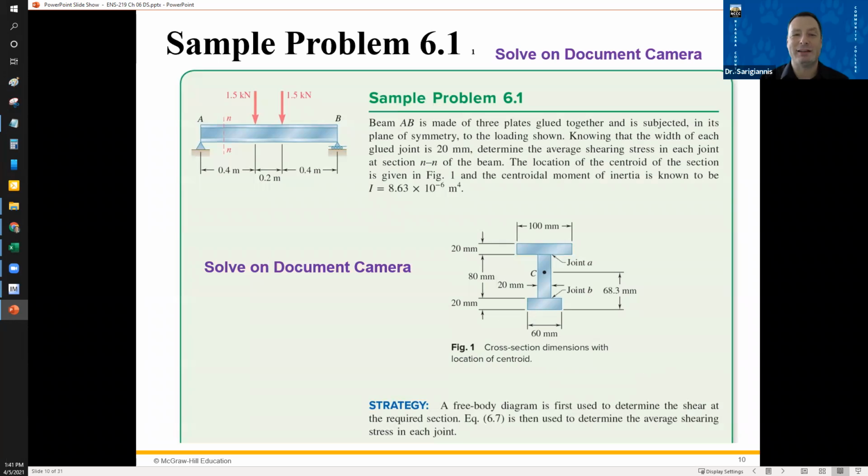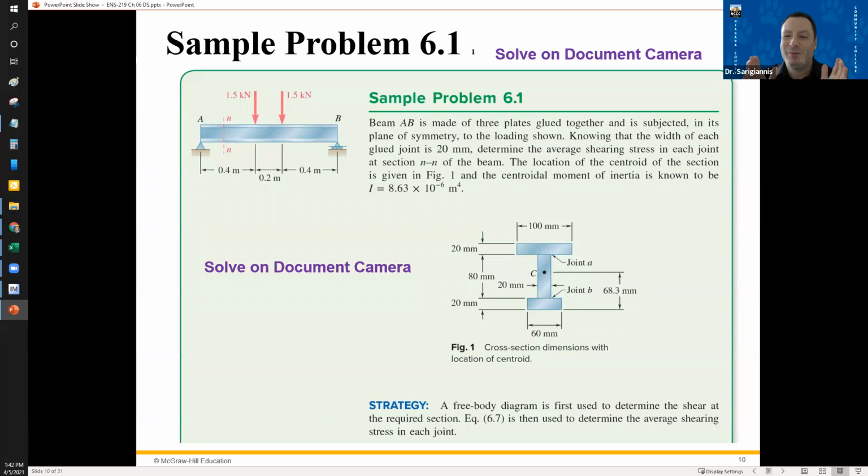Let's look at the sample problem. Sample problem 6.1. We've got a beam, AB. It's made of 3 plates glued together. It's subjected to loads in the plane of symmetry.